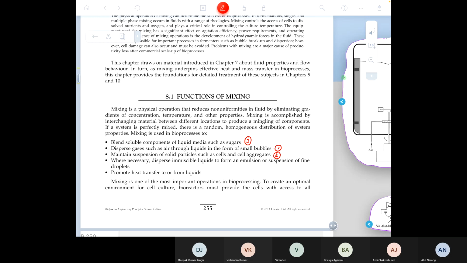The fourth one, which is actually part of the next chapter, not this one, is that well mixed liquids also allow efficient heat transfer. But that we will deal with in the next chapter. In this chapter, we'll be dealing with 1, 2, and 3 in that order.